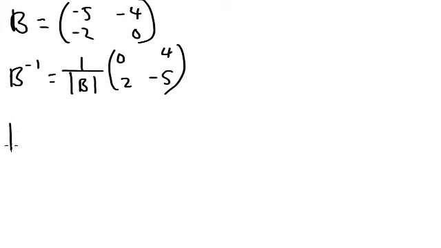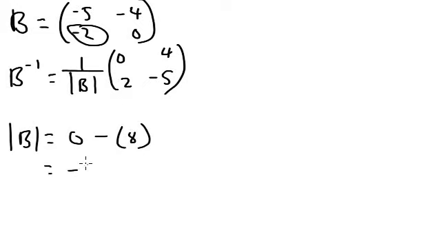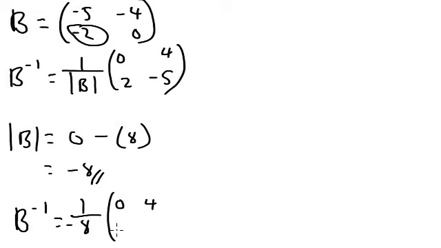So now let's compute the determinant. -5 multiplied by 0, that's 0, minus -2 multiplied by -4. That will result in +8. And at the end of the day, the determinant of B is -8. So now it's easy for us to determine its inverse. So that's going to be 1 over -8 multiplied by 0, 4, 2, and -5.